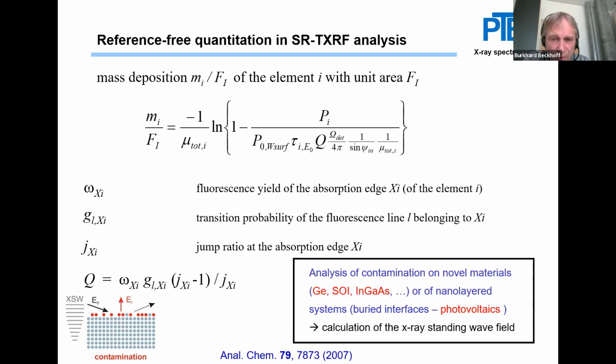When you follow this approach, there's not much you need to do to transfer reliable quantification, for example, from a silicon wafer to a different material. You just need to calculate the X-ray standing wave field. Everything else remains the same. And this implies that you need to know the optical constants for a new substrate material, which can be revealed, for example, by X-ray reflectometry.